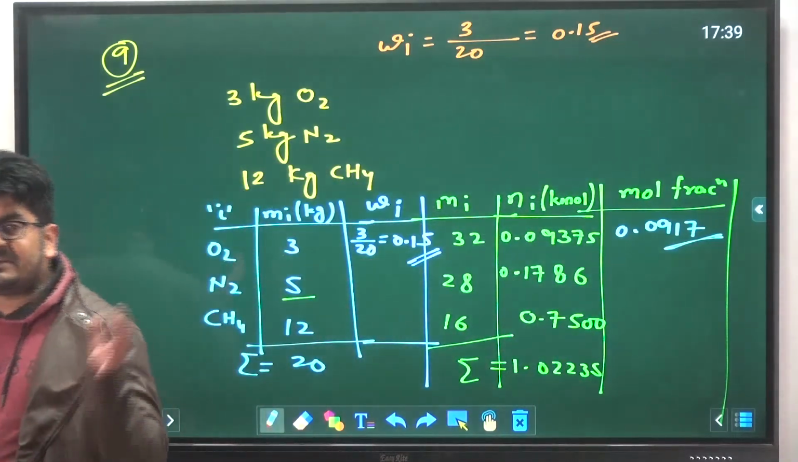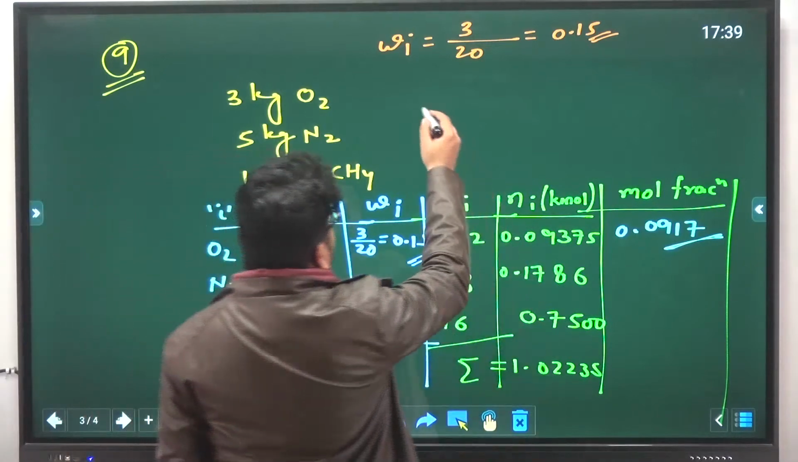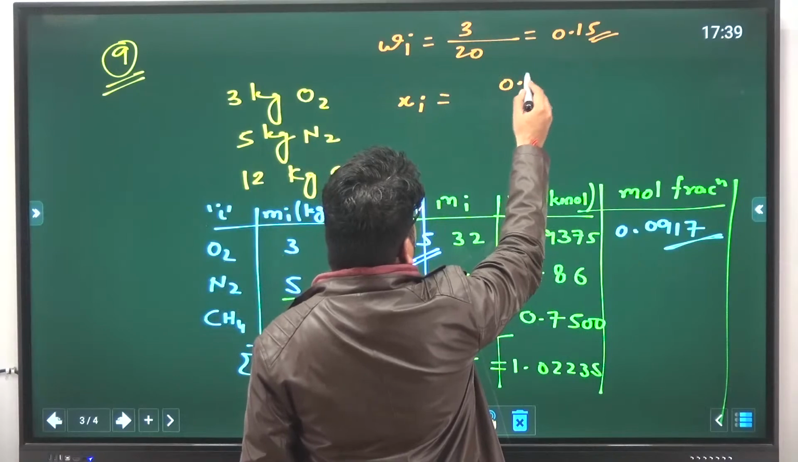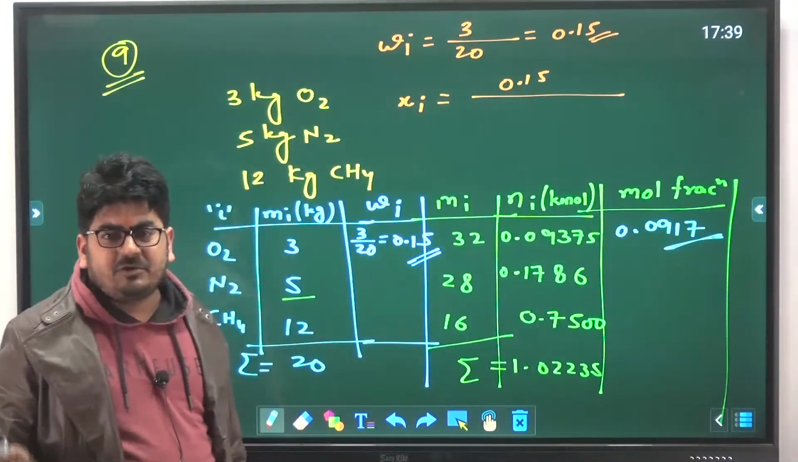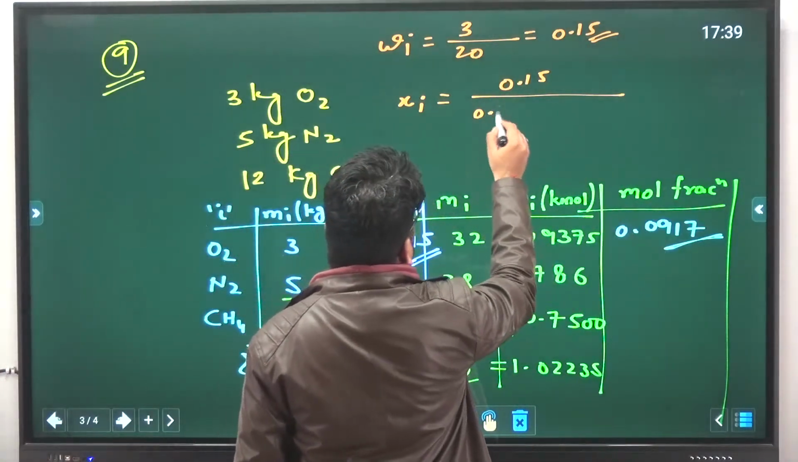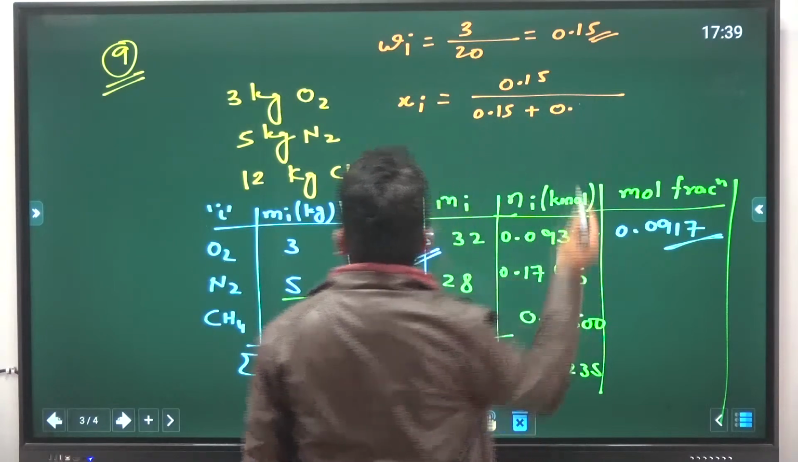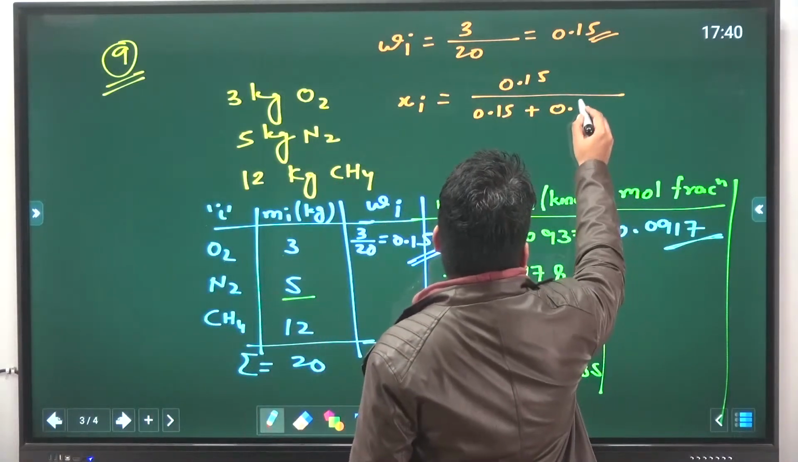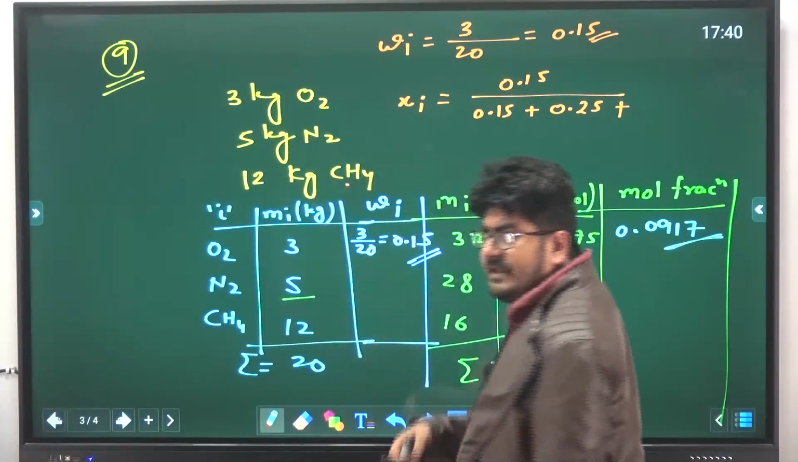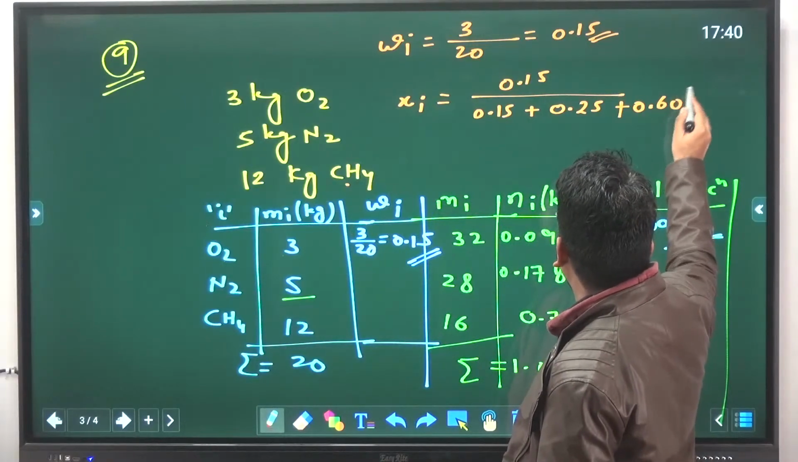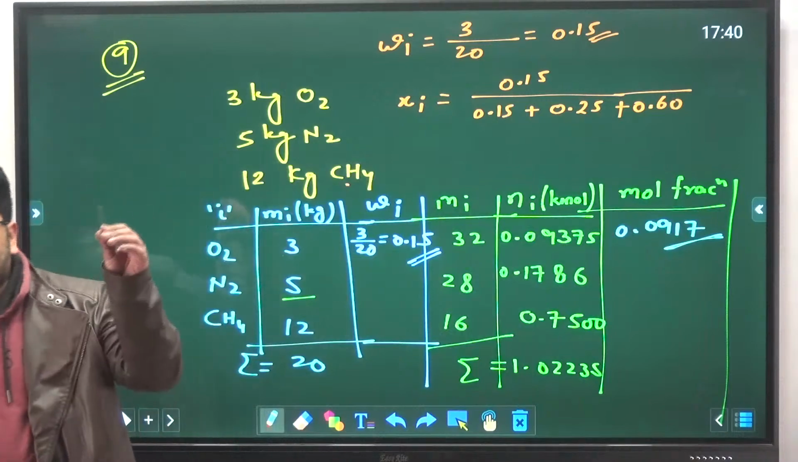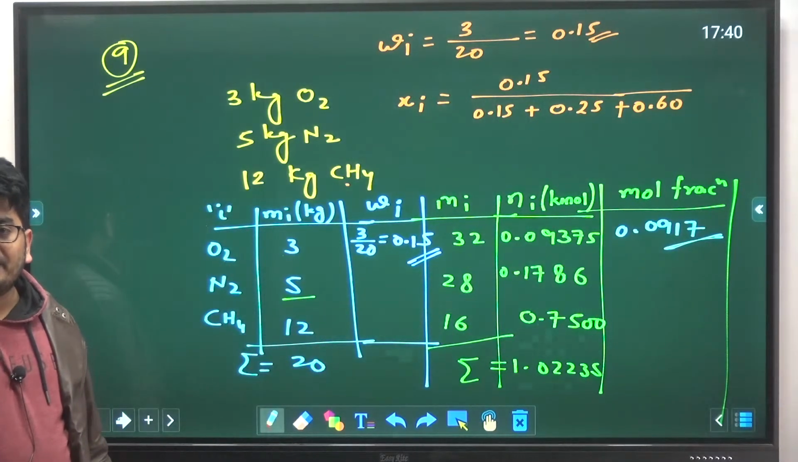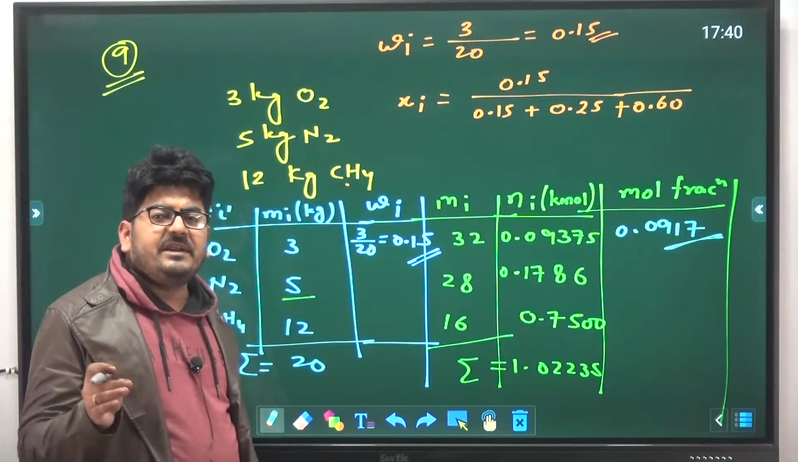But if you want to convert this mass fraction directly into the mole fraction, then you can calculate by simply, see, this is the mass fraction, just write it here, divided by total mass fraction. Total mass fraction you can break into the mass fractions of components like this. For nitrogen, it will be 5 divided by 20, that is 0.25. And for CH4, it will be 12 divided by 20, that is 0.60. So just write the mass fraction of component divided by total mass fraction in the form of summation. And now you know that if you have to convert mass into moles, you have to divide it by molecular weight.